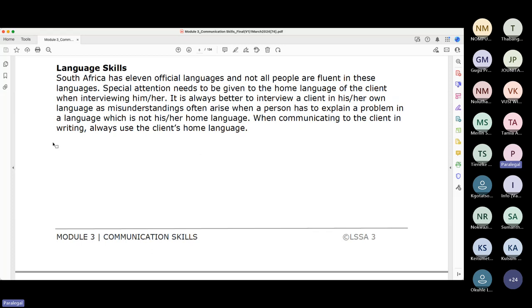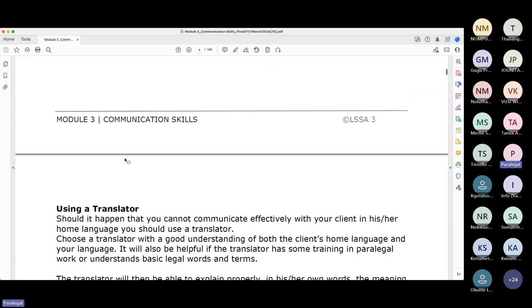When communicating to a client in writing, always use the client's home language if you can. If you can't, use English. The legal environment, and I think this was done by the previous Chief Justice, they did pass a directive and say all communication in courts should be in English. So you are very likely to hear communication in English, and you're likely to receive correspondence in English.